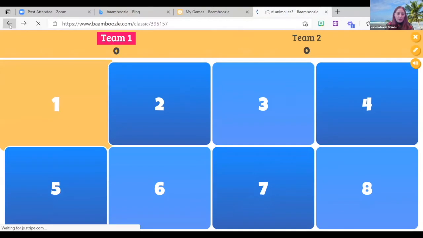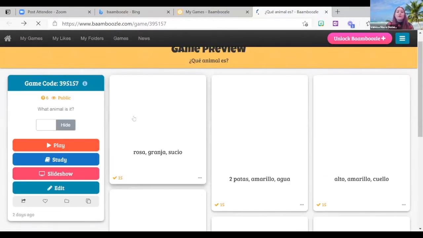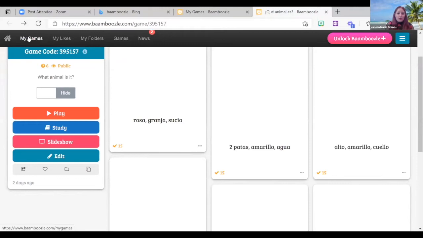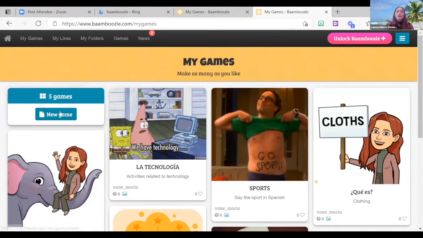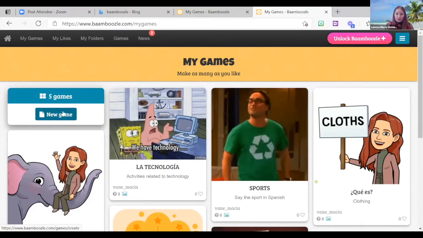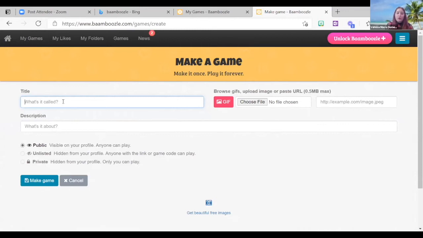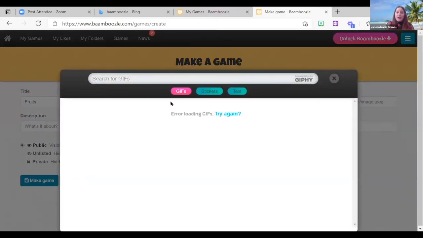To create the game, you need to go to My Games and you just press New Game. It's really easy to create, but as I said, you don't need to create, you can use another one. So for the title, let's create one about fruits. So we put fruits, and then this is going to be the cover picture. The one that I showed you has my Bitmoji, but you can also select a GIF, a sticker, or a text.